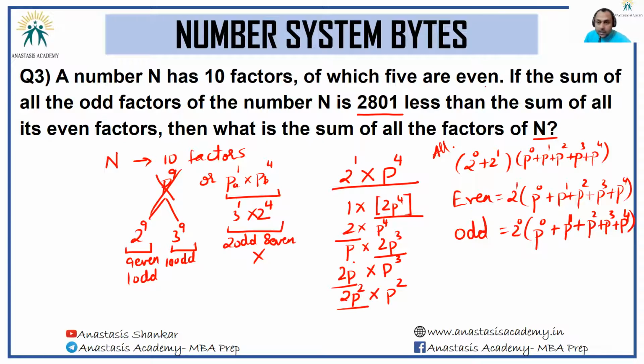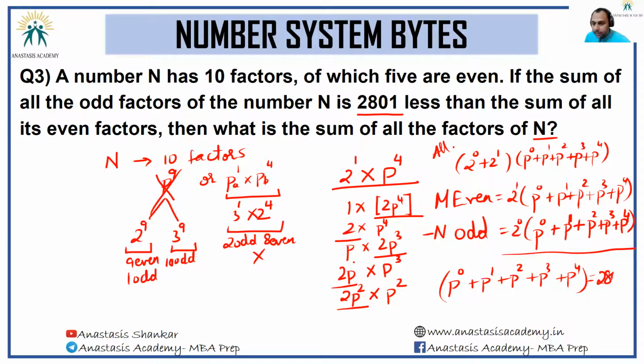So we are told that the sum of all the odd factors of the number n is 2801 less than the sum of all its even factors. Basically, if this is m and this is n, m minus n is equal to 2801. 2 times this bracket minus this bracket is equal to this, or essentially what we have been told is that p raised to the power 0 plus p raised to the power 1 plus p raised to the power 2 plus p raised to the power 3 plus p raised to the power 4 is equal to 2801.